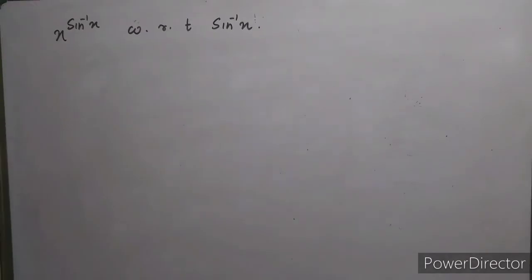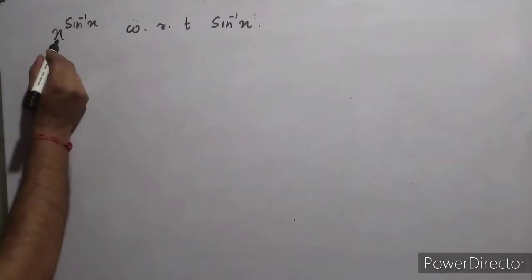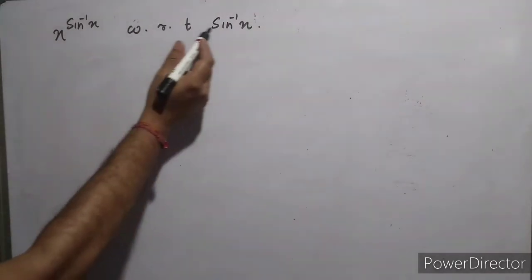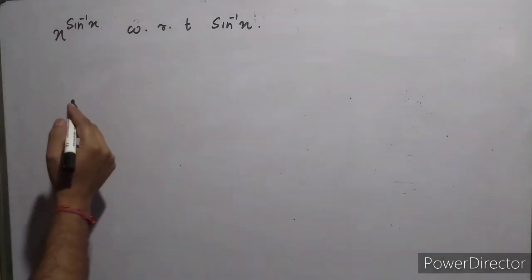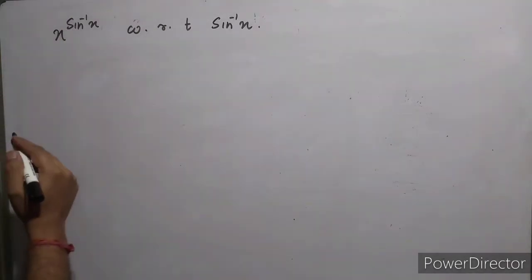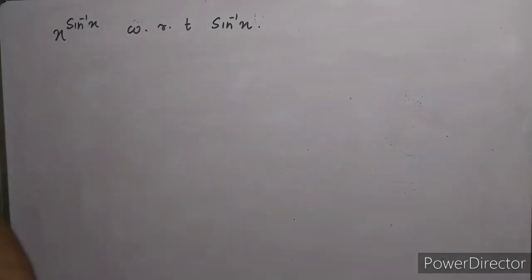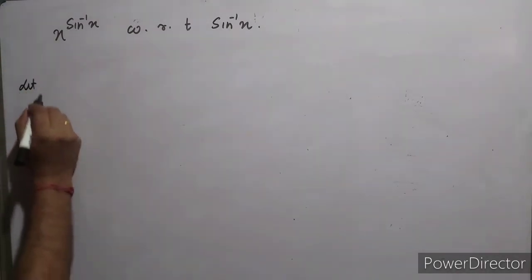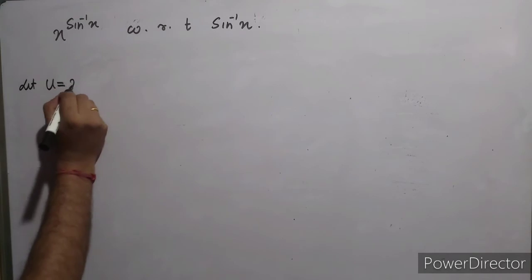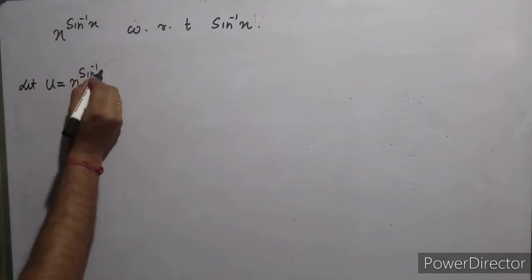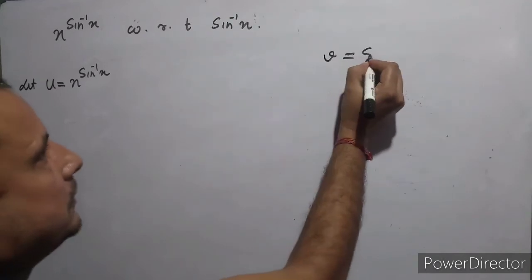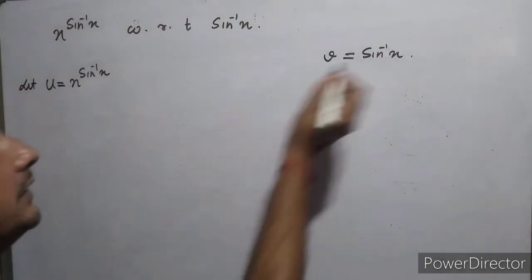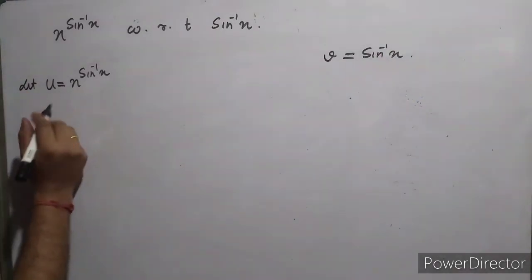Now this is another important question, a 4 marks type. x to the power sin inverse x with respect to sin inverse x. This is variable to the power variable. Last video we did variable to the power variable, the u to the power v form. Let u is equal to x to the power sin inverse x, and v is equal to sin inverse x.